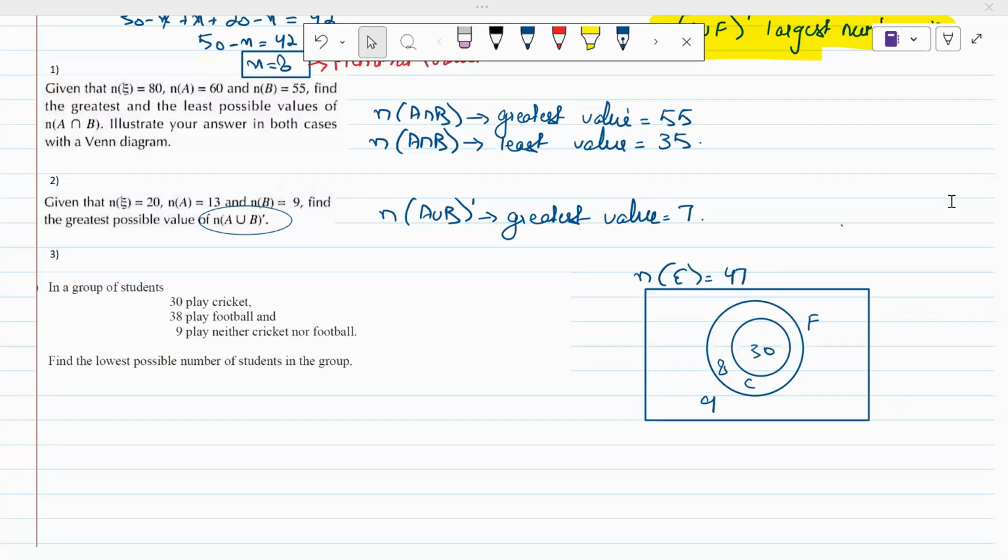Okay, so these are all the correct answers here for the three questions given. Hope you have got the correct answers.